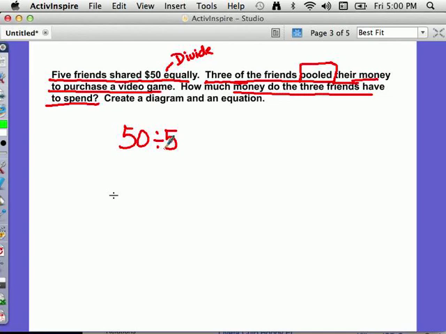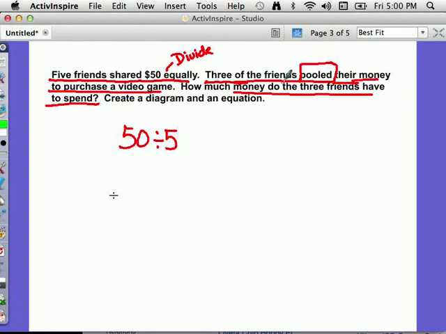All right, once that happens, I have 3 of the friends that pulled their money together to purchase a video game. When I think about that, I'm thinking about they combined it all together, which could basically mean add or maybe even multiply. It could mean that. However, it's going to be more than one friend, so the amount's going to increase. Isn't that correct? Yes, ma'am, it is. So once I have 50 divided by 5, I know I'm going to get $10 each.